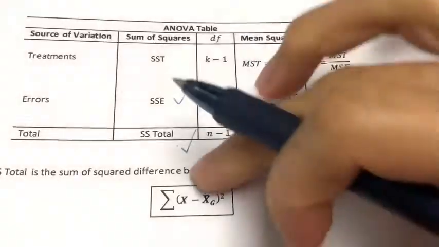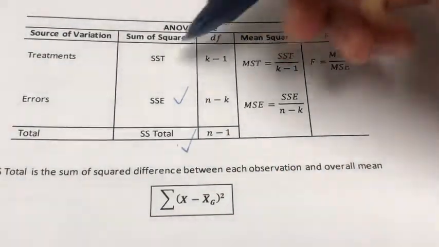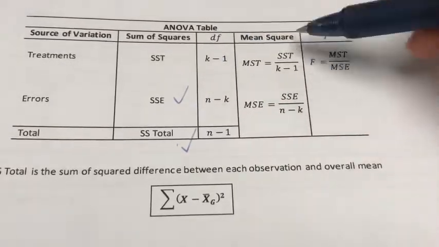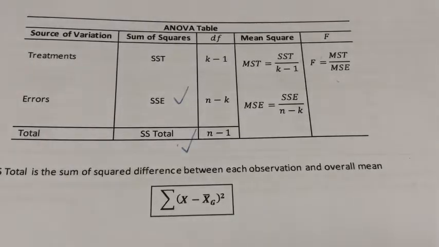Once we have all of this information, we can write in the degrees of freedom, which is simple, and then we just divide them to get the respective values, and finally find the ratio of these two to get our F. And this is, guys, basically step number 3.